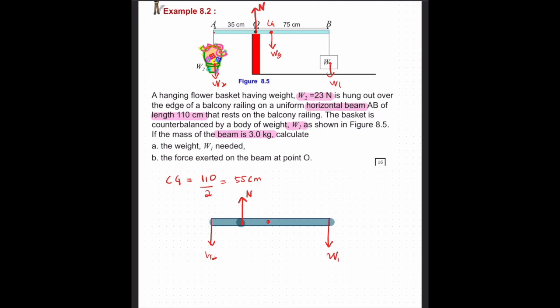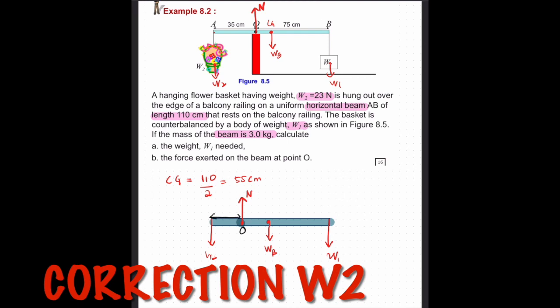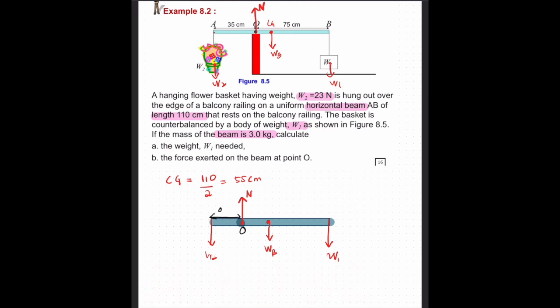CG is at the center. Assume here is our W beam. Then the distance from O to W1 is 0.35. Convert to meter. The distance from here to here is 0.2. And then the distance from here to here is given as 0.75. The center of the beam is here.